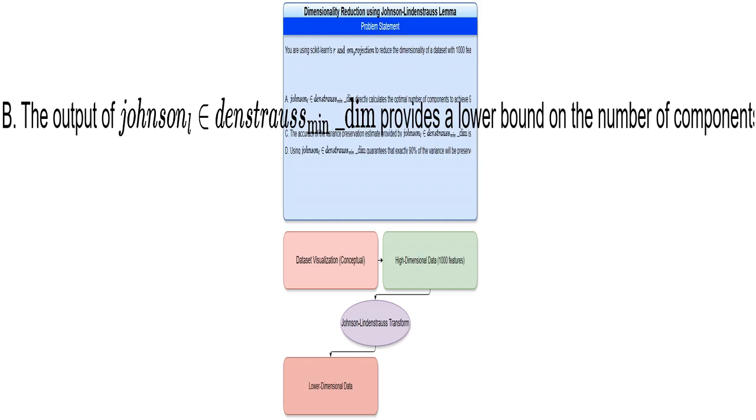This is incorrect. The Johnson-Lindenstrauss function doesn't offer a guarantee of exactly preserving 90% of the variance. It gives an approximation based on probability. Think of it as a good estimate, not a precise measurement. The method is probabilistic, meaning there's always a chance of some error. It's like saying, I'll probably get there around 90% of the way, not, I'll definitely get exactly 90% of the way.